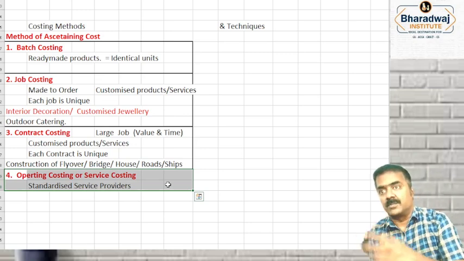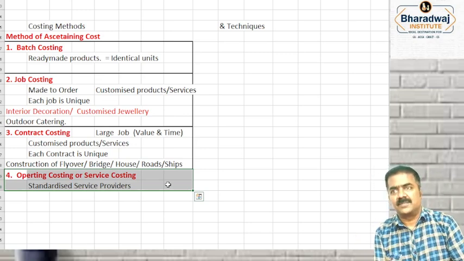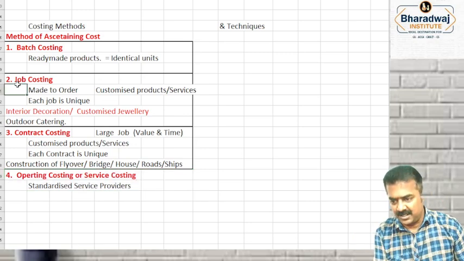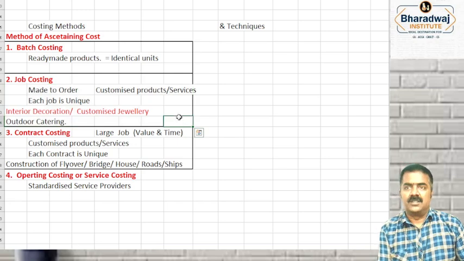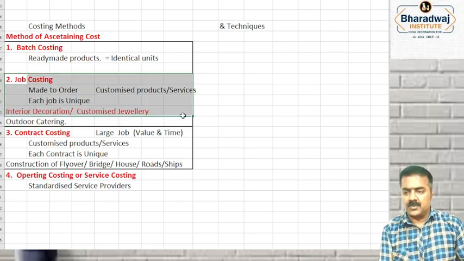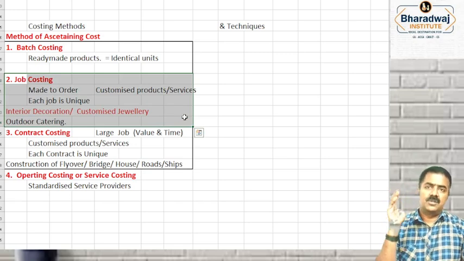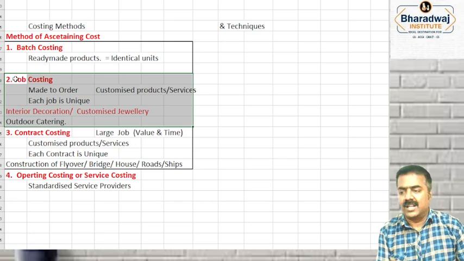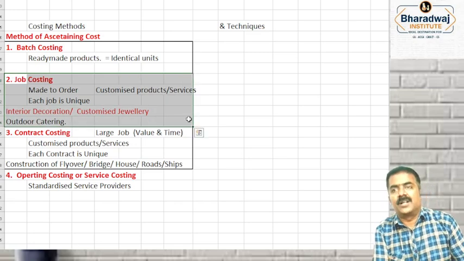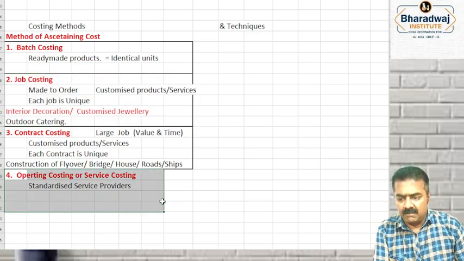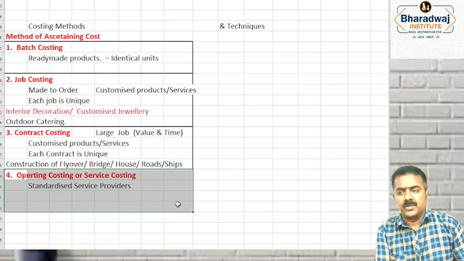If you hire a tourist bus for your college or for your friends, that will come under job costing. That will come under which one? Job costing. Why? The tourist bus will run according to your instruction, your convenience, your time schedule. Okay. Wherever the work is customized, that will come under which one? Job costing. Wherever the work is standardized, that will come under which one?